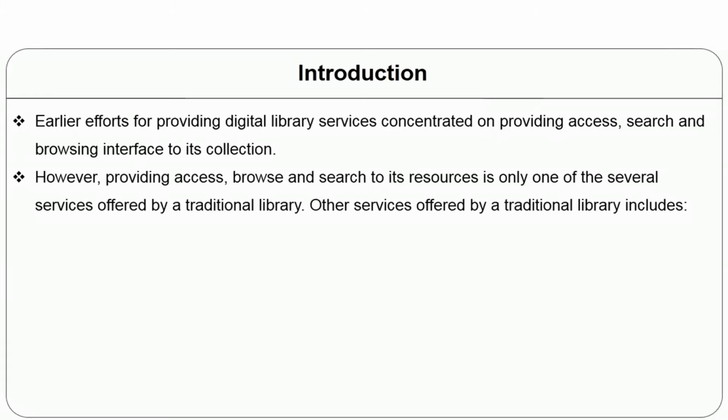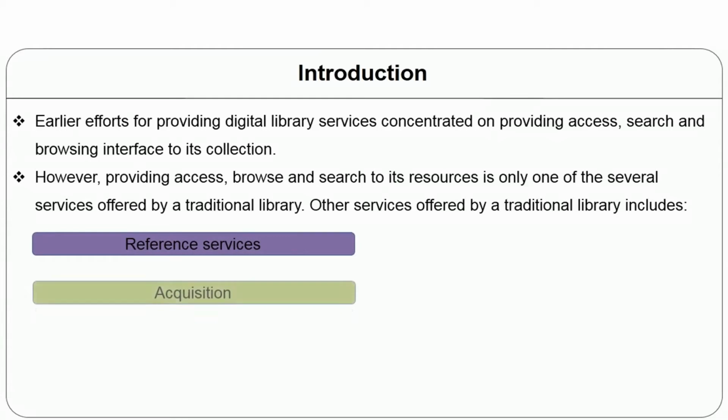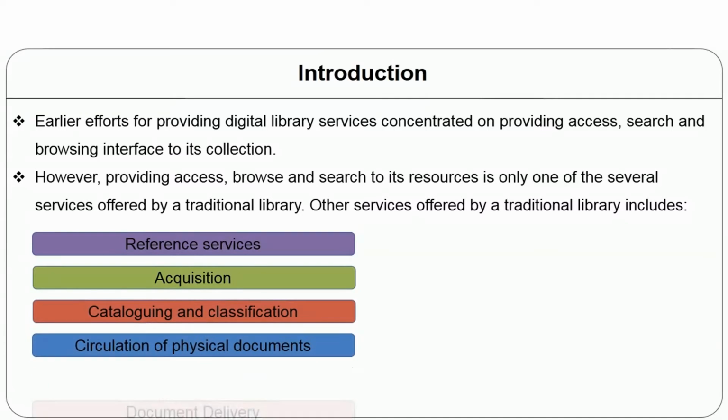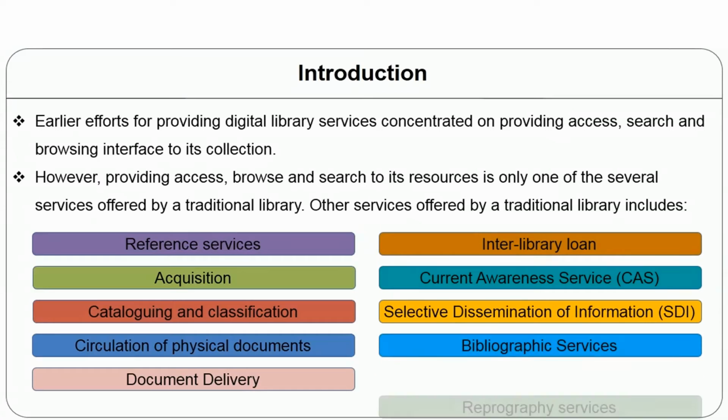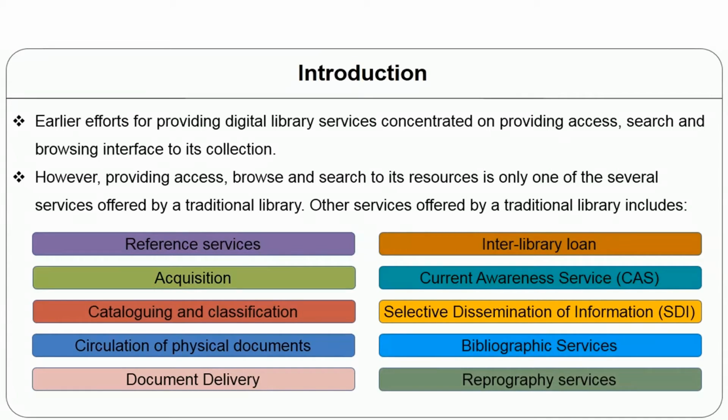The other services, if we look at what is going on in a traditional library, include reference services, acquisition, that is the collection development, cataloging and classification for easy retrieval of information, then circulation of physical documents, issue, return, reservation, everything comes under this scheme in an automated library. Then document delivery. The request comes to the library and the library provides the document directly to the user. Interlibrary loan between libraries.